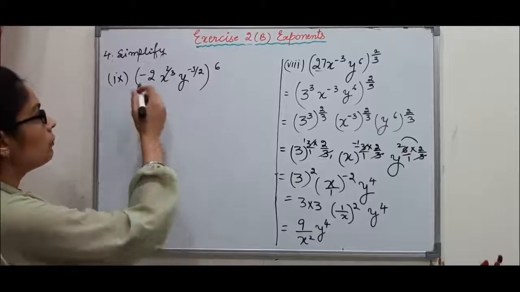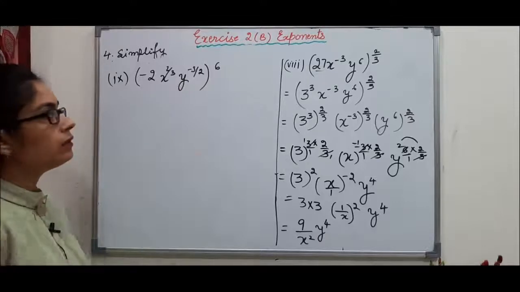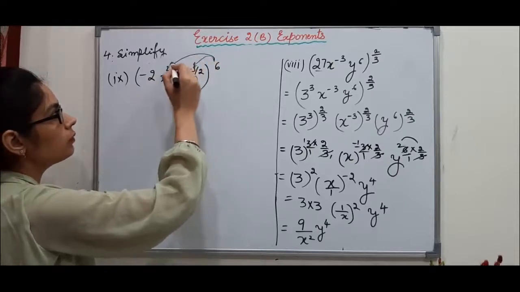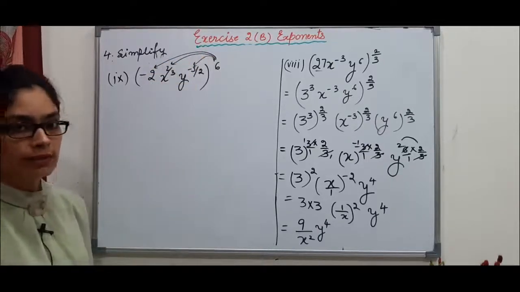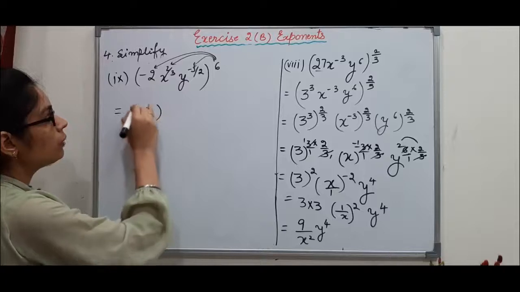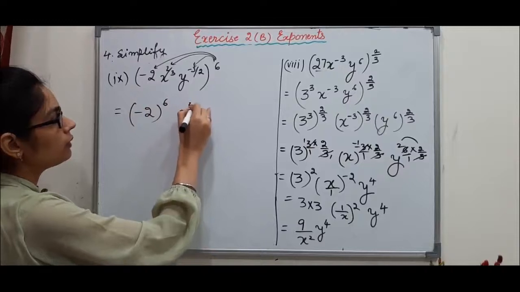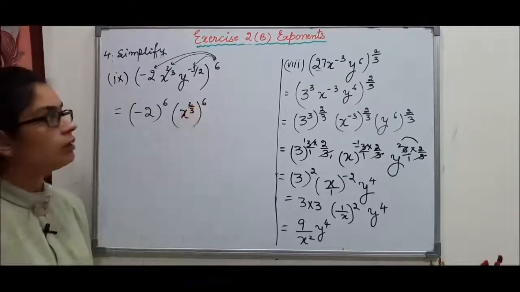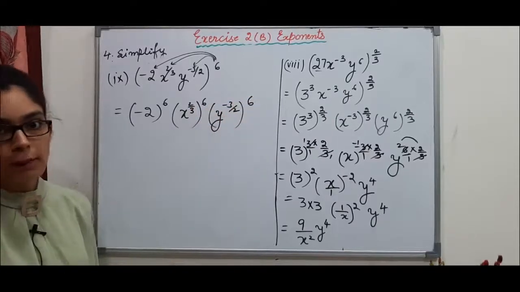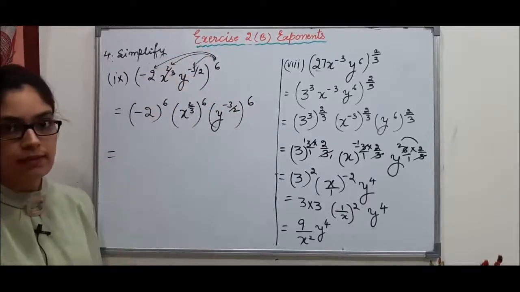The ninth question is given: minus 2 into x to the power 2 by 3 into y to the power minus 3 by 2, whole power 6. So whole power means this 6 is with all the numbers. So in the first step itself I can write the powers separately. So minus 2 to the power 6, because this 6 is with minus 2 also, x to the power 2 by 3 whole power 6 and y to the power minus 3 by 2 whole power 6. The powers I have just written separately, because whole means this power 6 is with all the numbers.